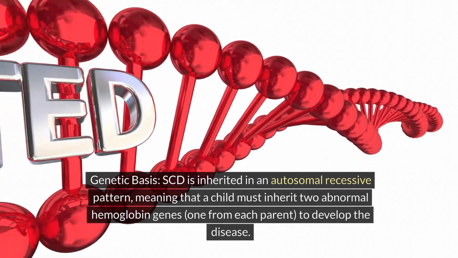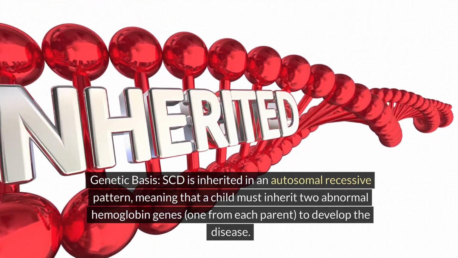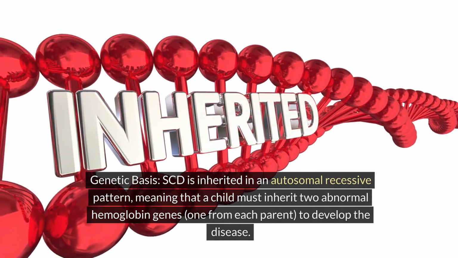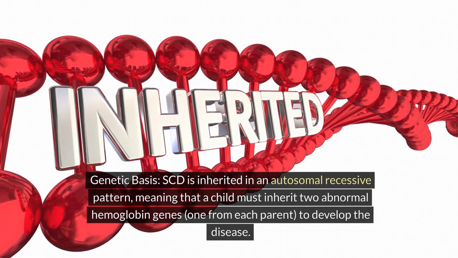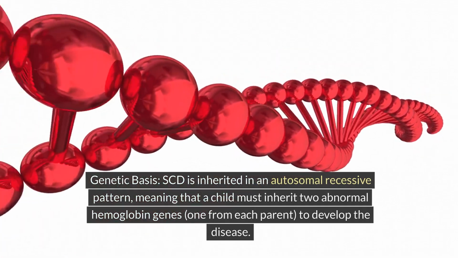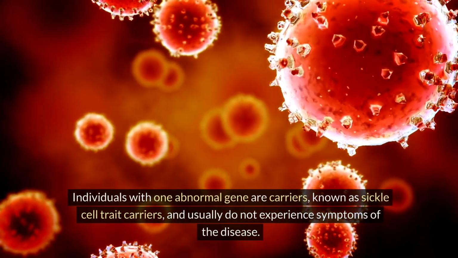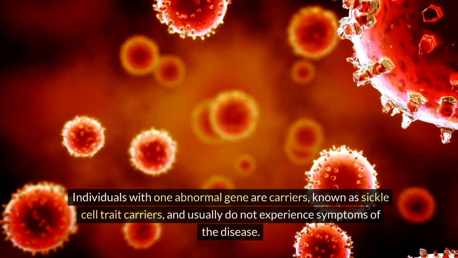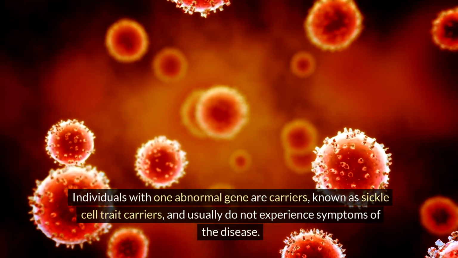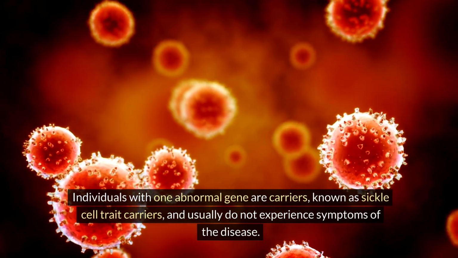SCD is inherited in an autosomal recessive pattern, meaning that a child must inherit two abnormal hemoglobin genes, one from each parent, to develop the disease. Individuals with one abnormal gene are carriers, known as sickle cell trait carriers, and usually do not experience symptoms of the disease.